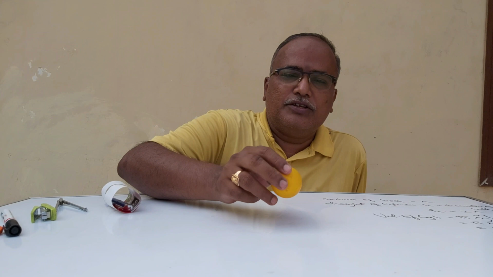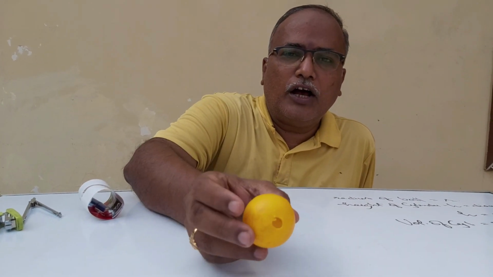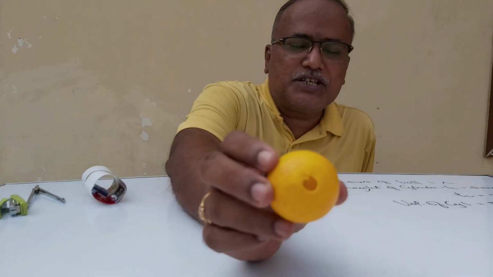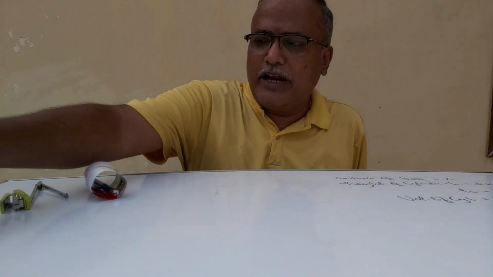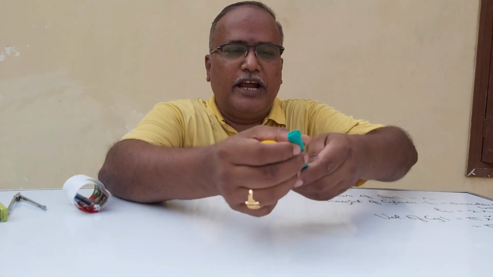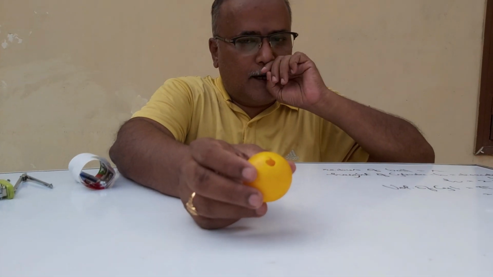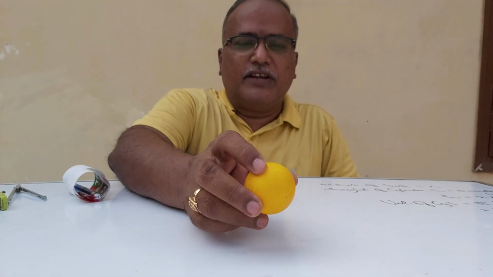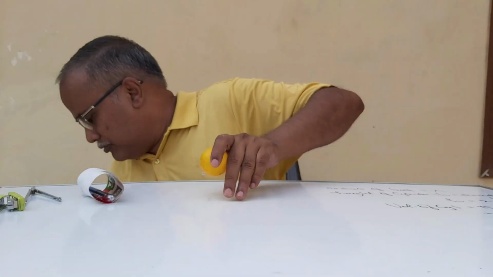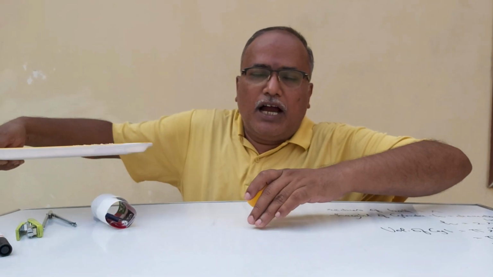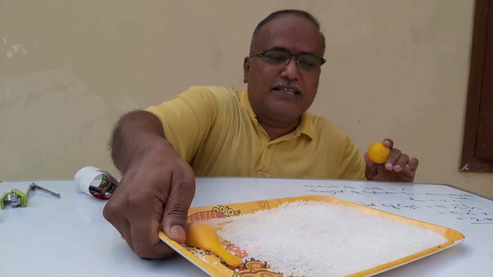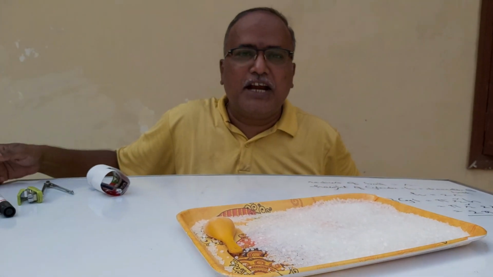Now make a hole on the top of the ball with the help of a blade. With this blade I made a small hole on the top of this ball, just at one end. Actually, I was searching for sand, but I am not able to get sand in the nearby area of my home, so I got sugar crystals from my home.